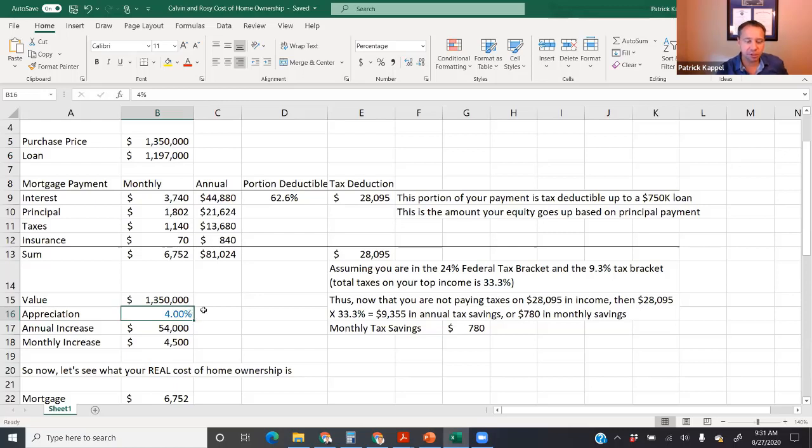And at 4% appreciation, a $1.35 million home is going to appreciate $54,000 a year. And you might say, my God, that's a lot of money. And you're right, that is a lot of money.